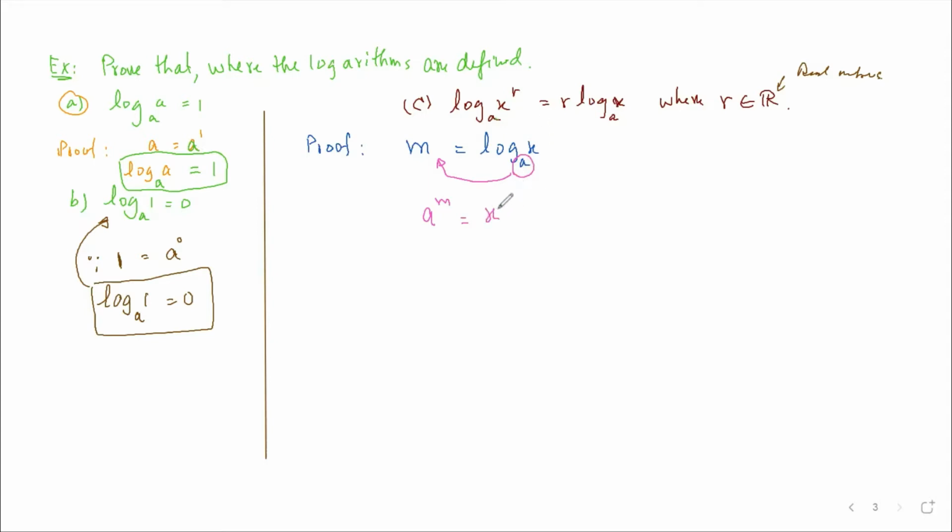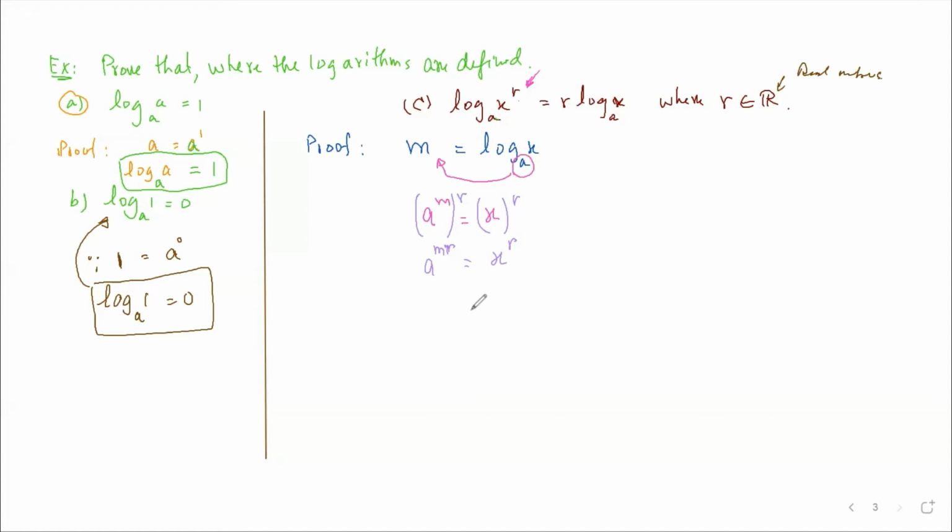Let x, right? After this, because x power r is needed here, and this is x power 1, I need x power r like this one. So I will power both sides with r. Then I will have x power r and a power m r, a power m r.